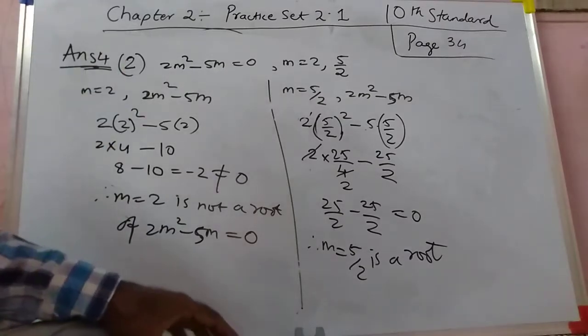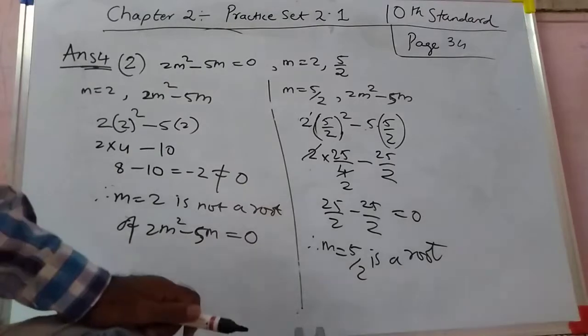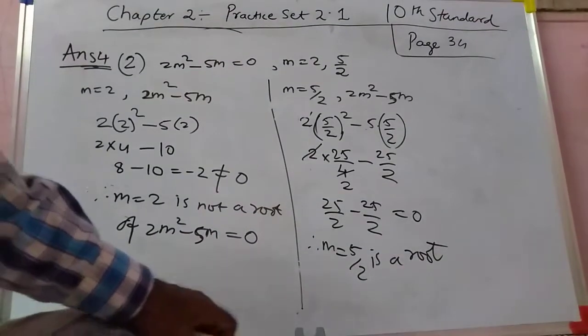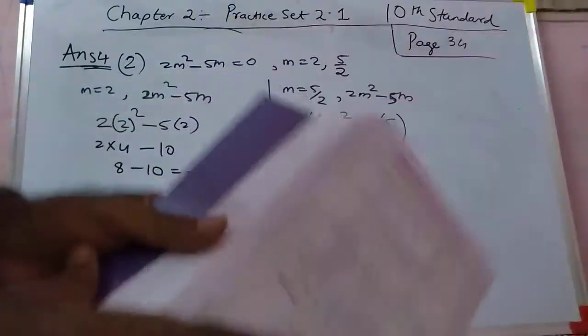Okay, so we will do the next one now. Find k if x is equal to 0. We'll do this part and this part. First we'll do this fifth one.